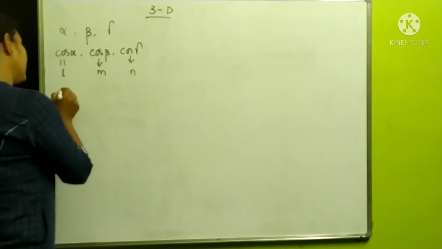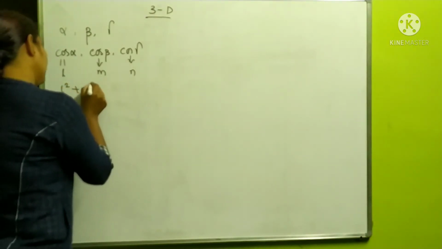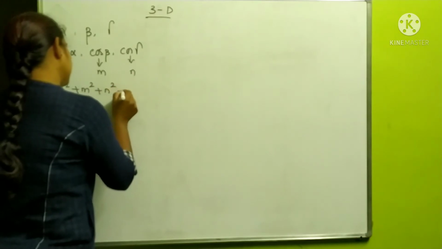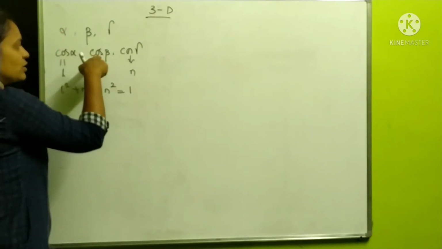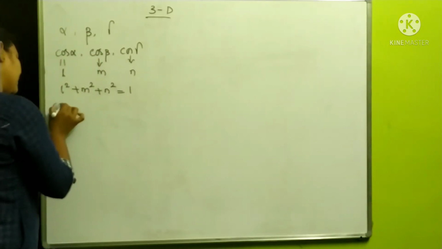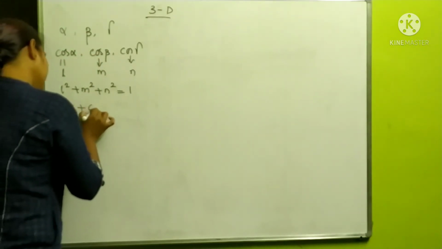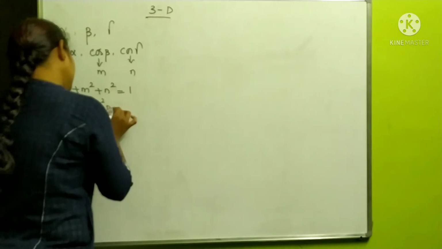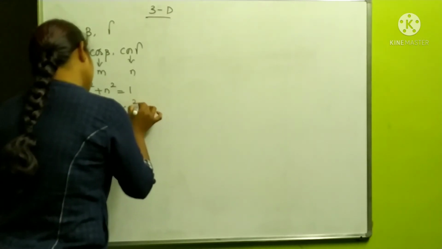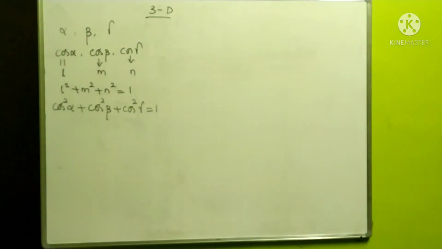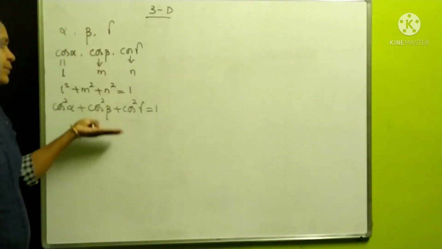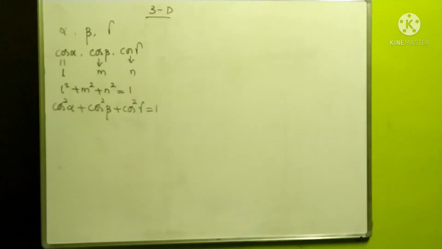Also, L square plus M square plus N square is 1. That is, cos square alpha plus cos square beta plus cos square gamma is equal to 1 always. So this is about direction cosines.